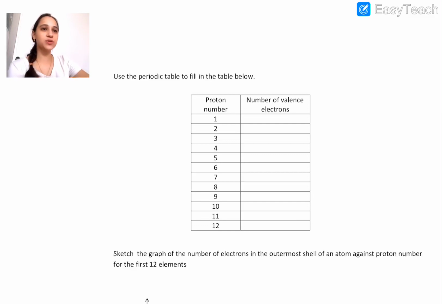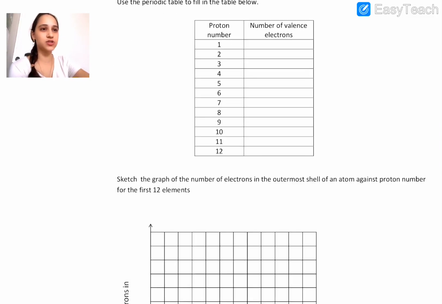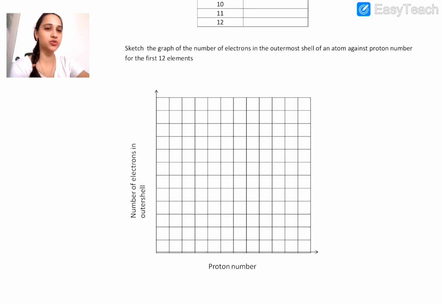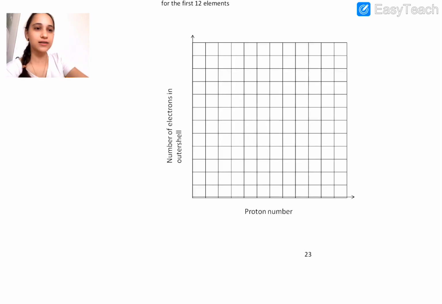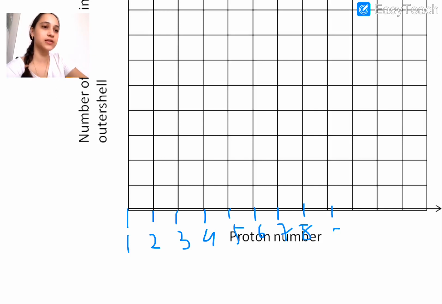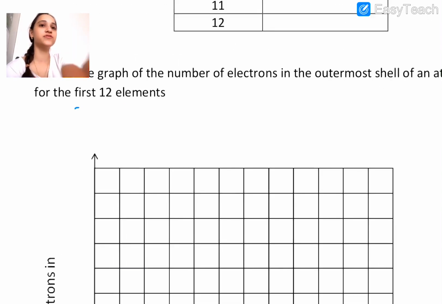Use a periodic table to fill in the table below. Okay, I think this you can do as well. And once you've done that, you should be able to do this graph. I'll ask you to do this graph in your copybook. No need to draw the grids. You can sketch it. I'll just help you plot a number. So you'll have 1, 2, 3, 4, 5, 6, 7, 8, 9, 10, 11, 12, for the first 12 elements.